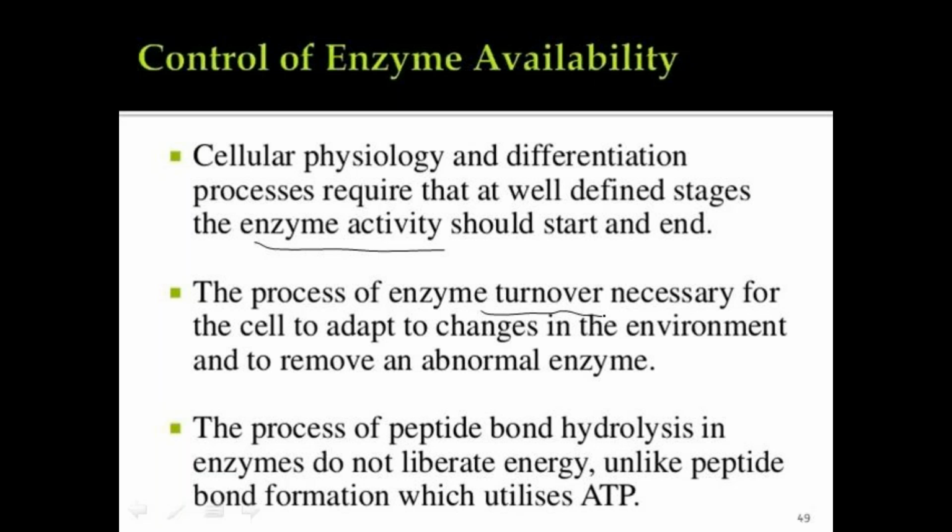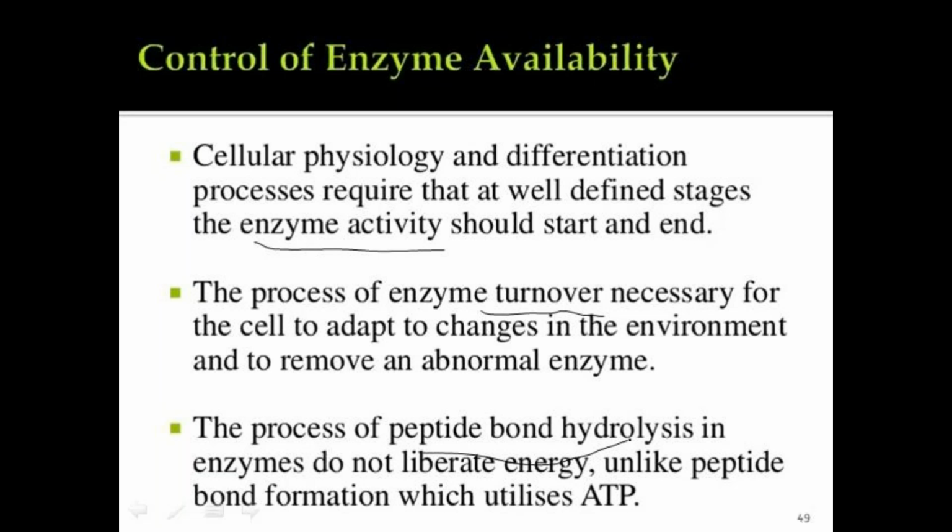Also, enzyme regulation occurs at the gene level. Gene level means at the transcription level or at the translation level. The regulation of enzymes also occurs at the gene level, that is, at the transcription level or at the translation level. And in this, mainly, the peptide bond hydrolysis in enzymes, the process of peptide bond hydrolysis, occurs in the translation process.